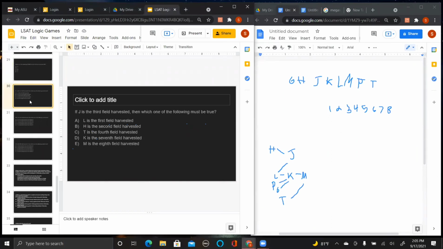If J is the 3rd field harvested, then which one of the following must be true? All right, so J is 3rd, meaning that H is either 1st or 2nd, right? But what does that mean? M has to be last, because there's nothing else that can go after M, right? So M is the 8th field harvested. Yep, that must be true. Done and done.